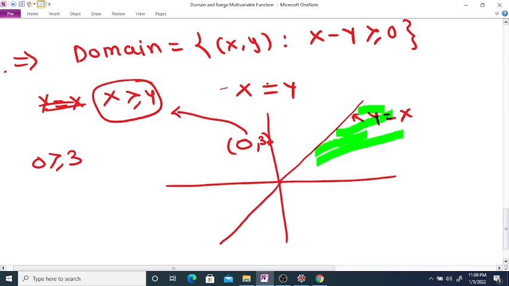It also contains the given line. So this is the domain of the given function.